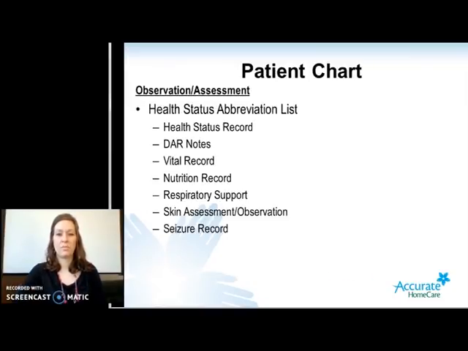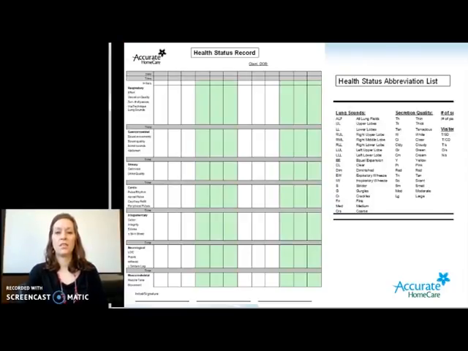The next section in the patient chart is for observation and assessment. We'll go over these documents. The first document is the health status record. So this actually begins your nursing documentation section of the chart. The health status record is a document that keeps track of your head-to-toe assessments of the patient. So in each column, this represents one head-to-toe assessment.